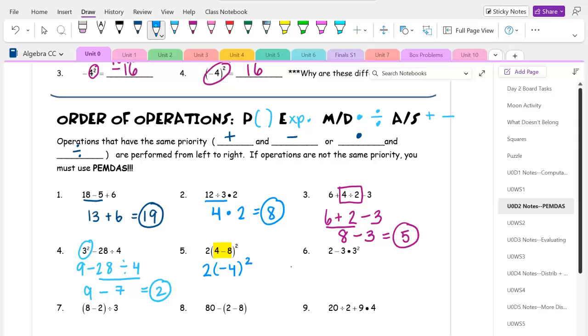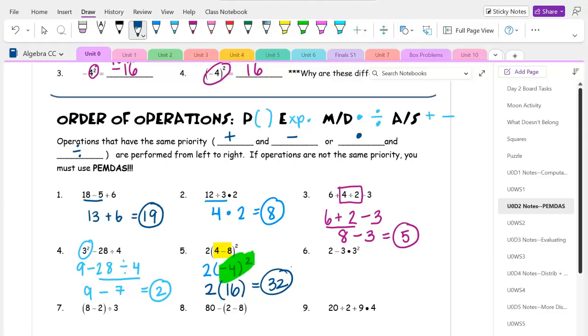Now, after the parentheses, we have exponents. So we need to now go ahead and do this. And think about what we just talked about up here. When there are parentheses, this becomes a positive 16. And finally, we have that multiplication. 2 times 16 is 32. Again, use your calculator as much or as little as you need to.